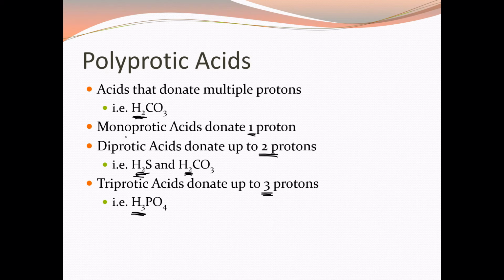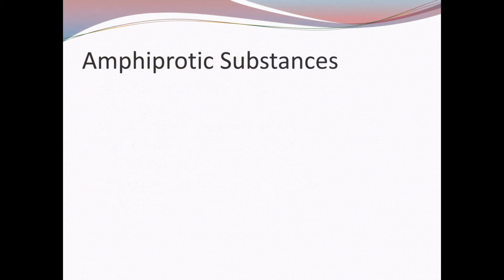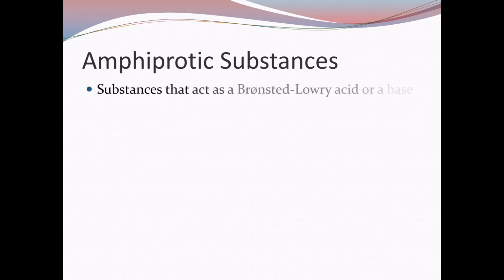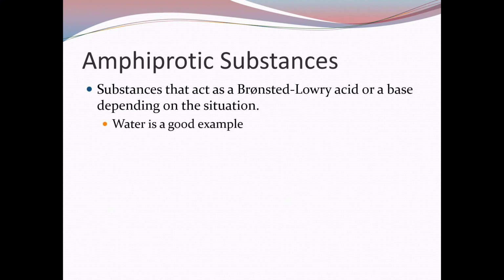Now, the really neat substances are what we call amphiprotic substances. These substances have the ability to act as either an acid or a base. So these act as either a Bronsted-Lowry acid or a Bronsted-Lowry base, and it depends entirely on the situation. A good example is water. Because water has the ability to gain a hydrogen ion to become H3O+, and water has the ability to give up a hydrogen ion depending on what it's interacting with.